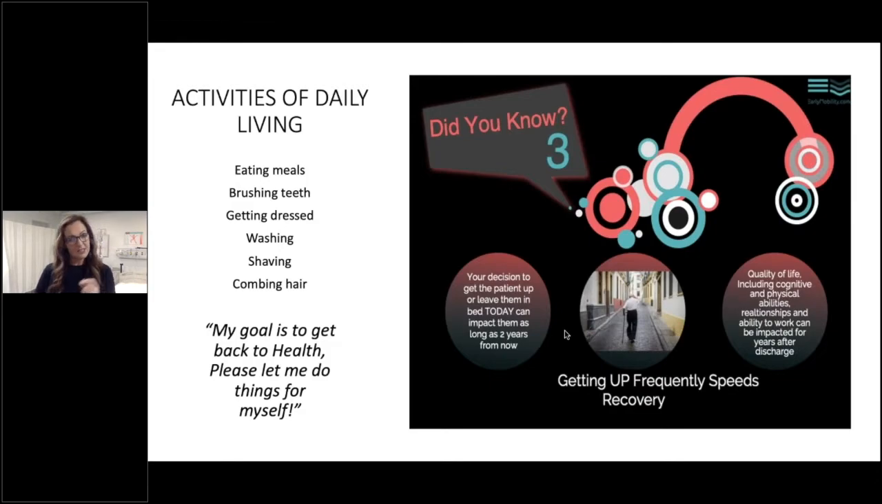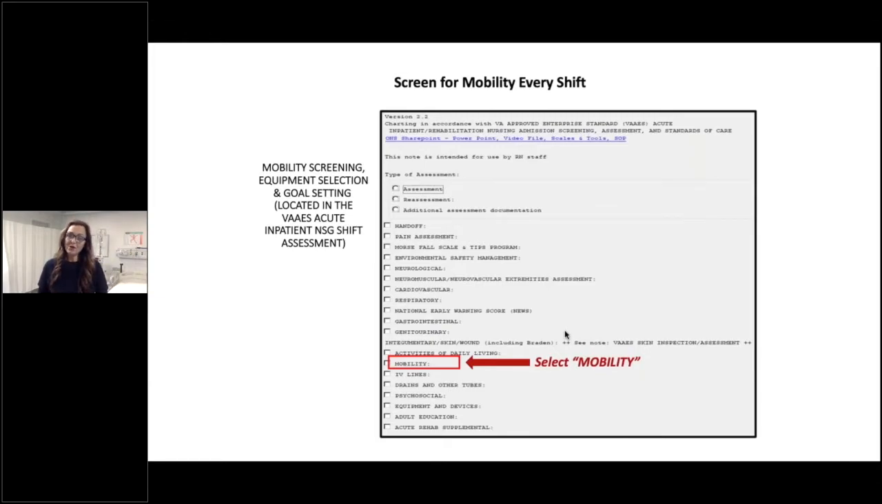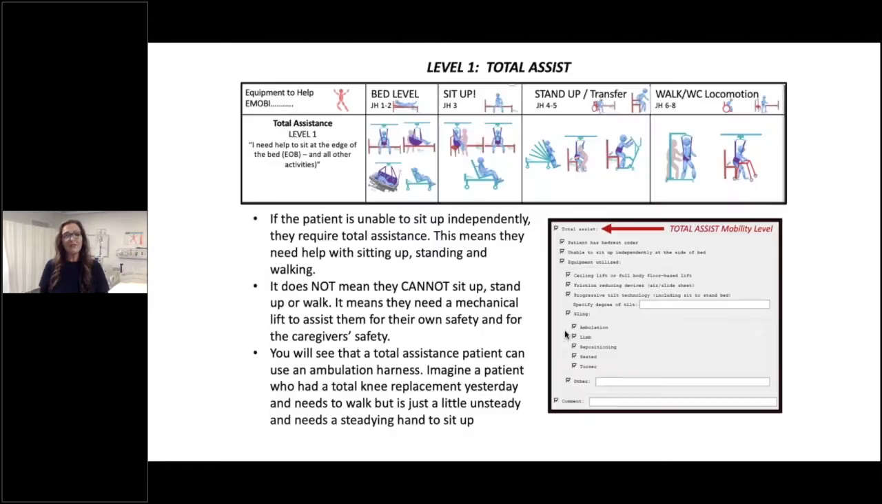Activities of daily living: you'll see in the notes a little further along in your VA-AES frequent documentation and activities of daily living note. This is where you document your daily mobility. Remember, your patient's goal is to get back to health. Please let them do things for themselves. So in your mobility notes, in the VA-AES shift assessment and admission assessment in acute care, there is a mobility section. If you click on this mobility note, you will see total assist, moderate, minimum, and independent.